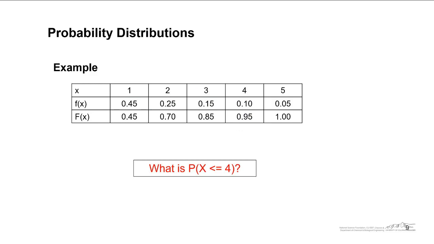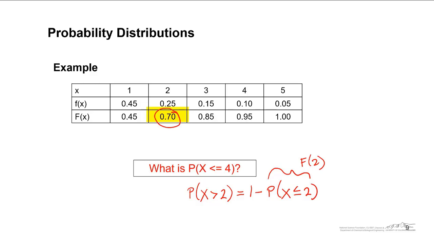What if we wanted to do something a little different? What is the probability that x is greater than 2? Well, that's equal to 1 minus the probability that x is less than or equal to 2. This is capital F of 2, and we can get that from up here. So that's 0.7. 1 minus 0.7 is 0.30. And that means the probability of getting x greater than 2, meaning 3, 4, or 5, is 0.3. And that's exactly what we get up here.